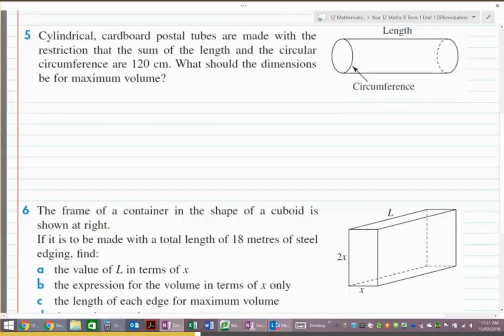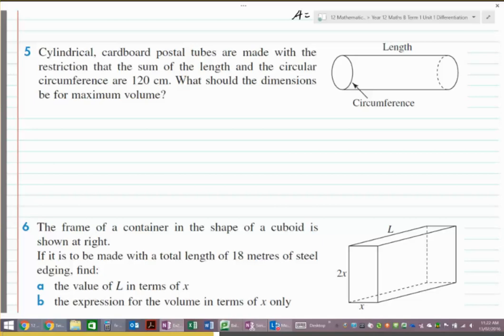Question 5 is a bit more interesting. Cylindrical cardboard postal tubes are made with the restriction that the sum of the length and the circular circumference are 120 centimeters. What should the dimensions be for maximum volume? I'm just going to change this question slightly so you're not confusing L's and H's all the way. I'm going to call this the height of the cylinder, because in our formulas for cylinders we always refer to the height.